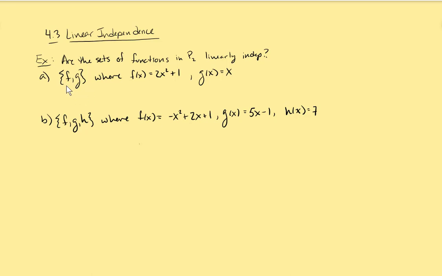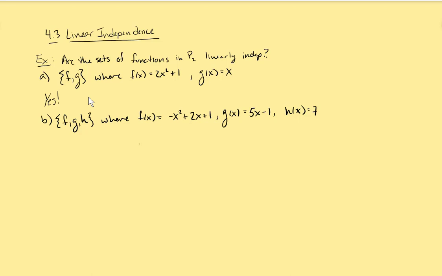In this first part A of the problem, we have the set of functions f and g, where f is defined to equal 2x squared plus 1, and g of x just equals x. So if we ask, is this set of vectors, really they're just functions, linearly independent, I'm going to claim right away we can just say that yes, this set is linearly independent. And I want you to try to think about this and see why we can just look at these two functions here and without doing any work at all conclude that they are linearly independent. Think about that. Consider it.